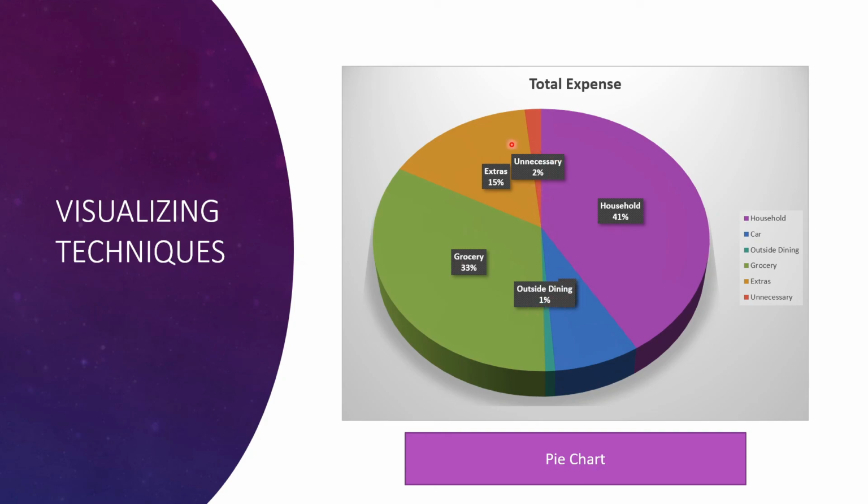And then there's this unnecessary expense section. So what we're wasting money on and whatnot, or what we could do without. So that's something extra that I've added.